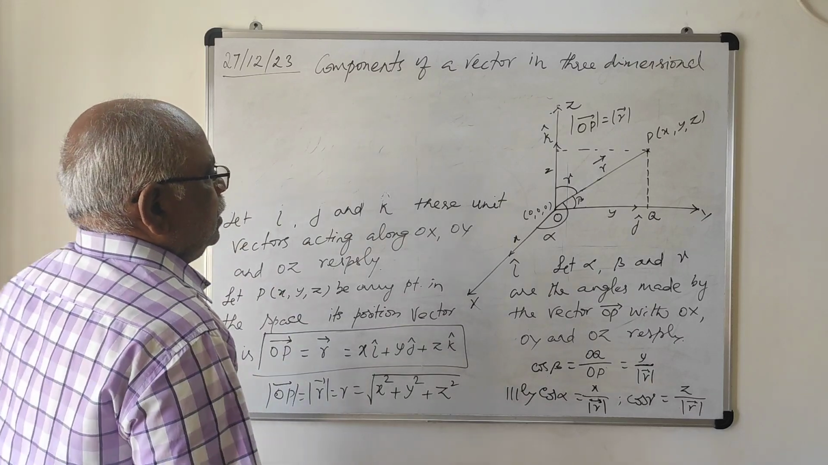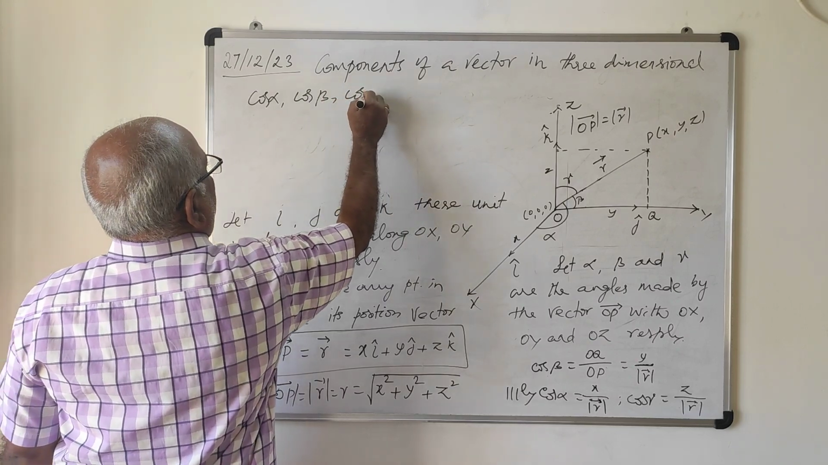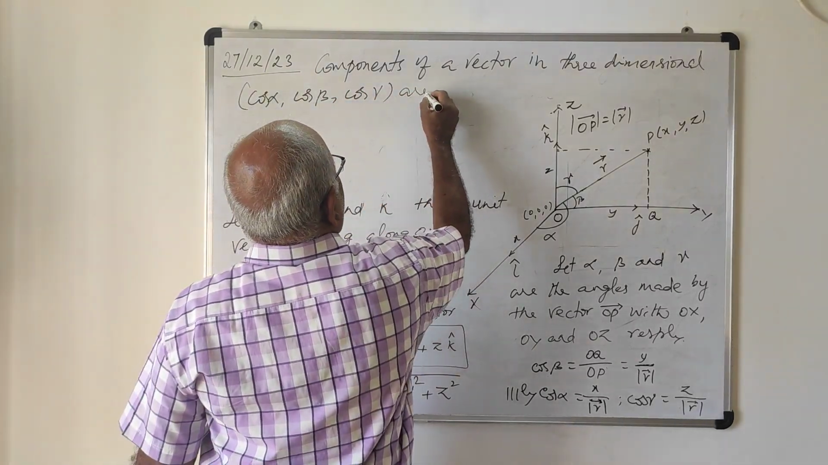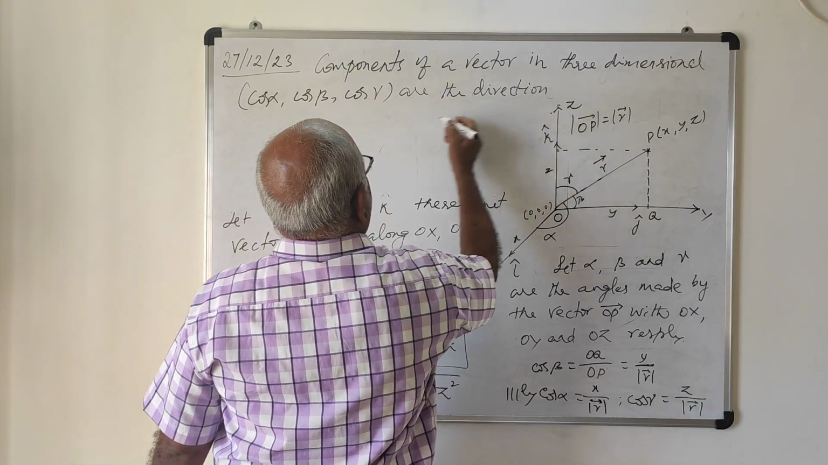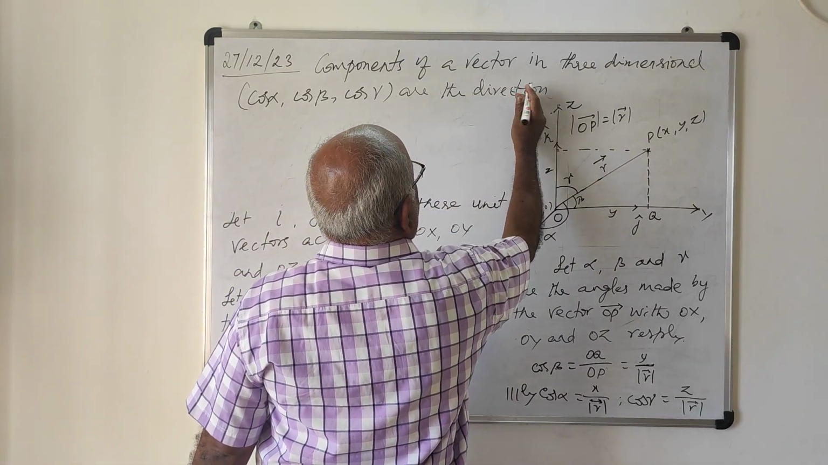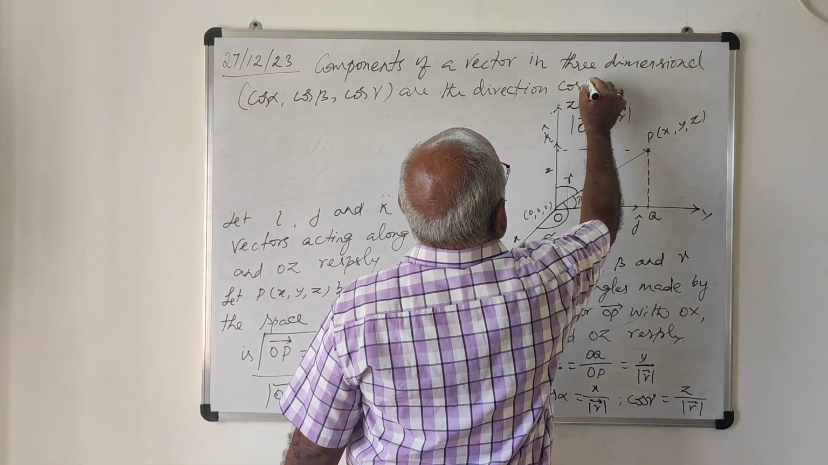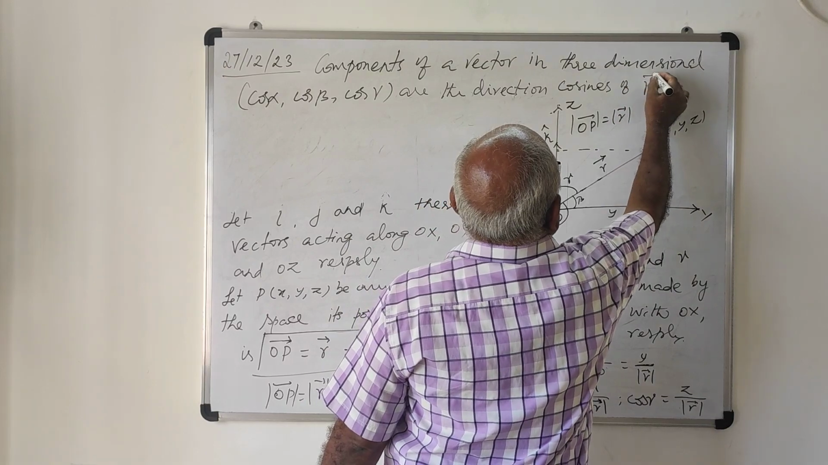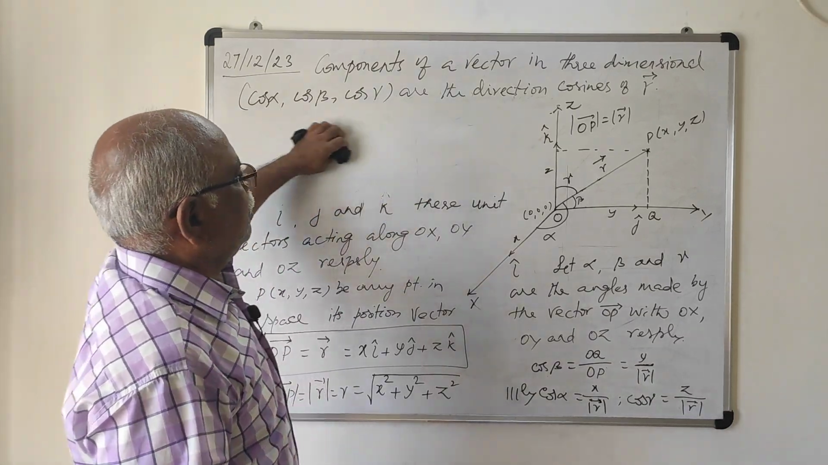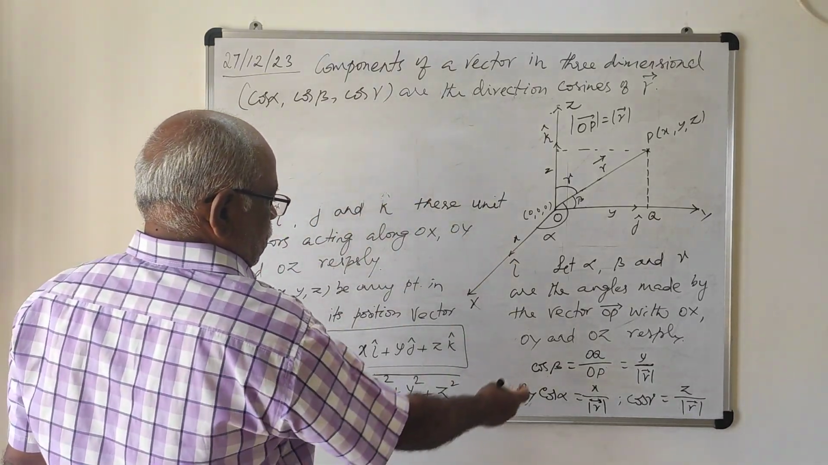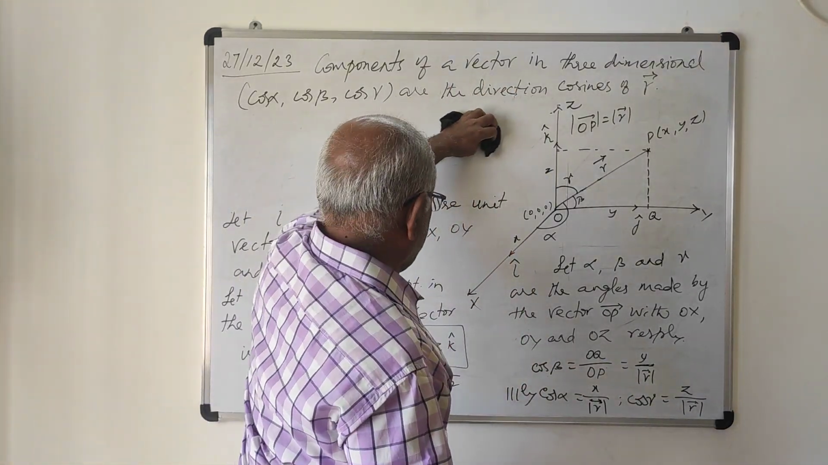So this cos alpha, cos beta, and cos gamma are the direction cosines of vector R. Simply, they are called the DCs of vector R. So cos alpha, cos beta, cos gamma are the direction cosines of the vector R.